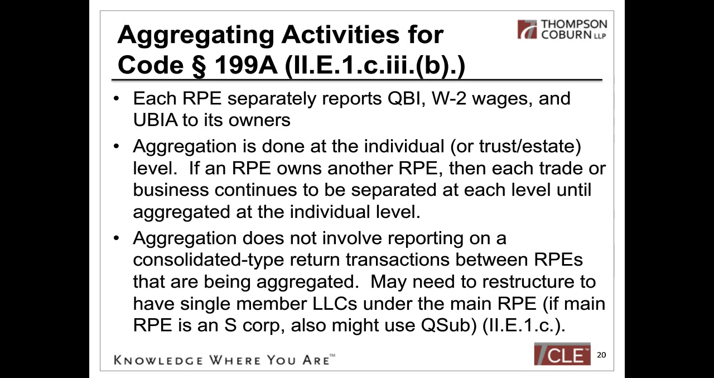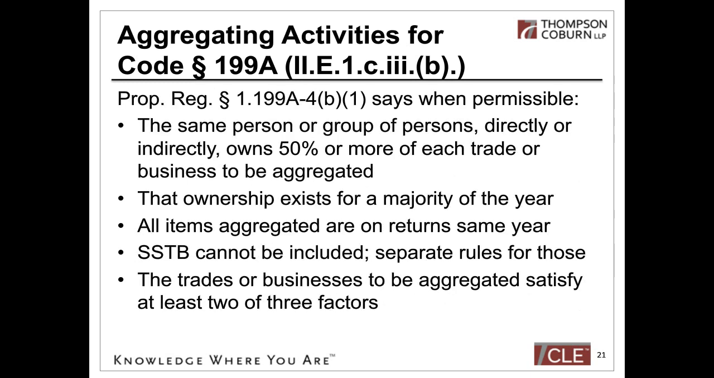Okay, let's go on to slide 21. So when is it permissible for businesses to be aggregated? First of all, the same person or group of persons must directly or indirectly own 50% or more of each trade or business to be aggregated. Now, what does directly or indirectly mean? We're going to get to some family attribution stuff in a moment. We're really going to talk about those tests in a moment.